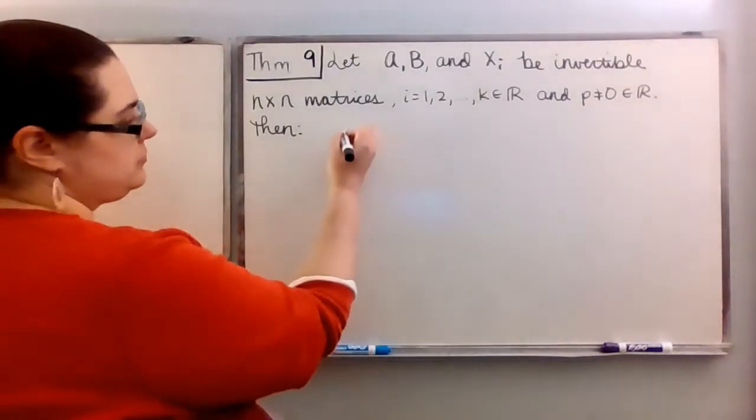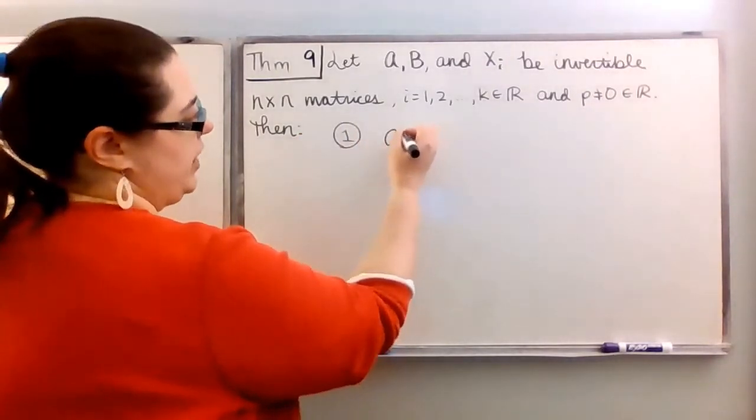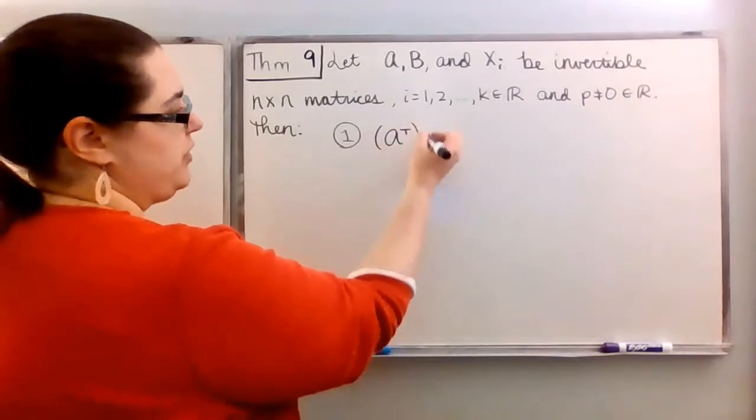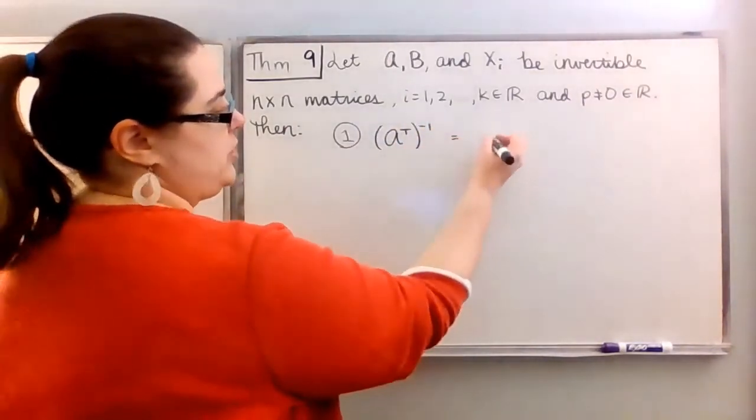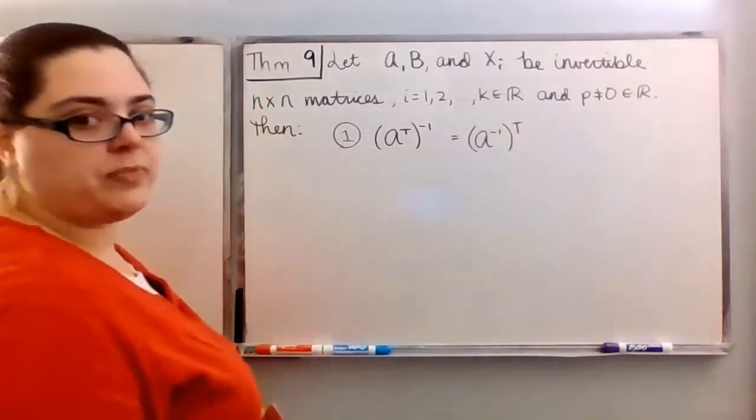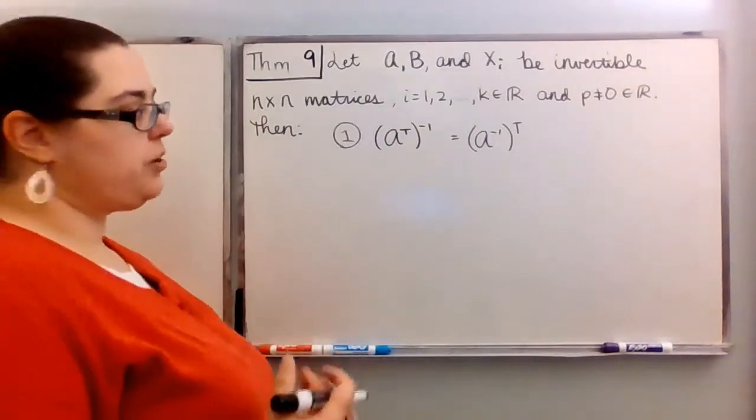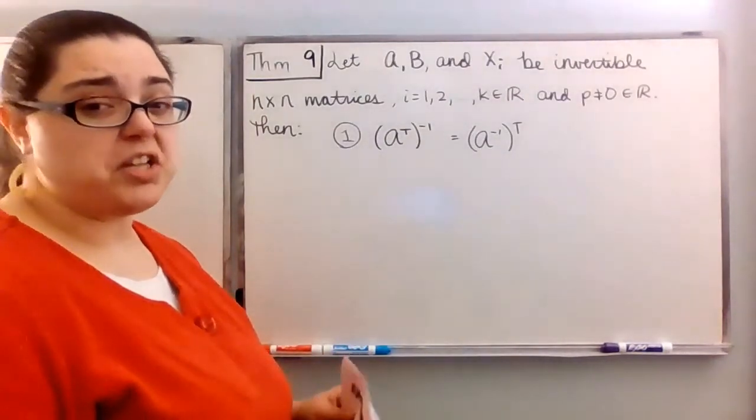First, if I take the transpose of A and I wish to invert it, I can do so. That'll be the same as if I took the inverse of A and then transposed. So it doesn't matter whether I transpose and then invert, or if I invert and then transpose, I'm going to get the same thing, which is kind of nice.